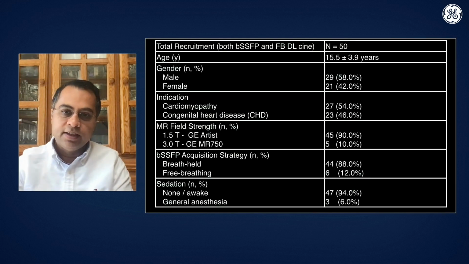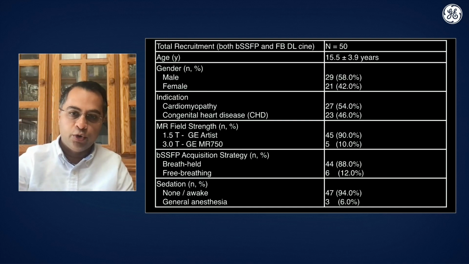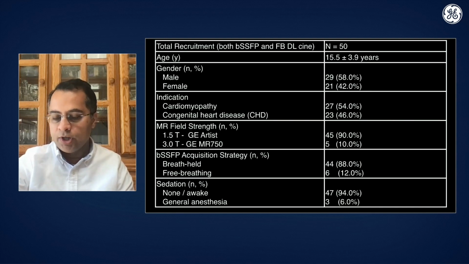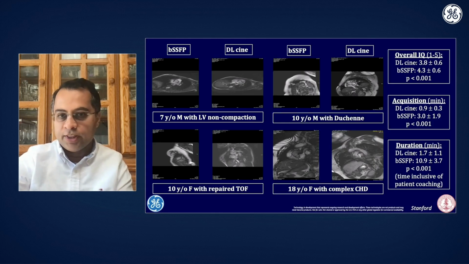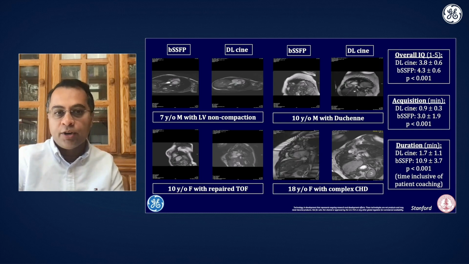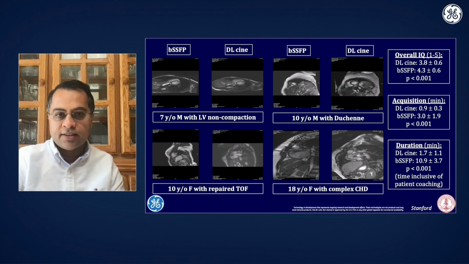So then we expanded the study. It now had 50 patients. And so just some of the demographics are shown here. Most of these studies were done at 1.5 T. 5 of them were done at 3 T. So these were on a GE Artist and an MR750. Vast majority of these were done with patients who were not under anesthesia, just a couple of them under anesthesia.